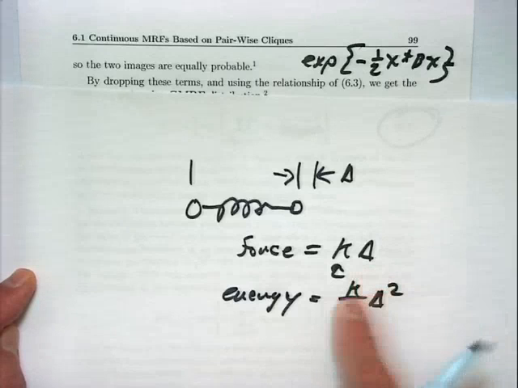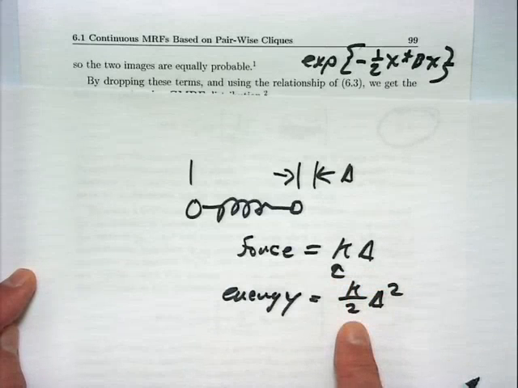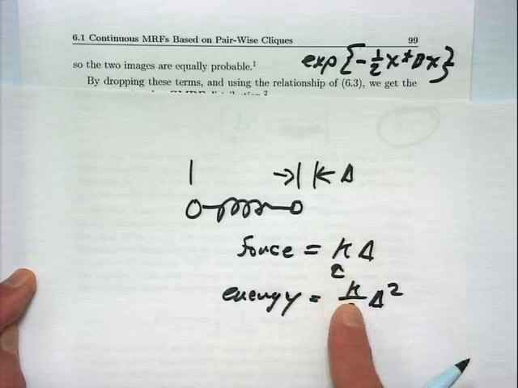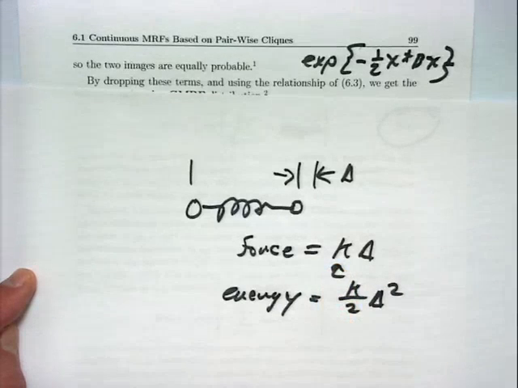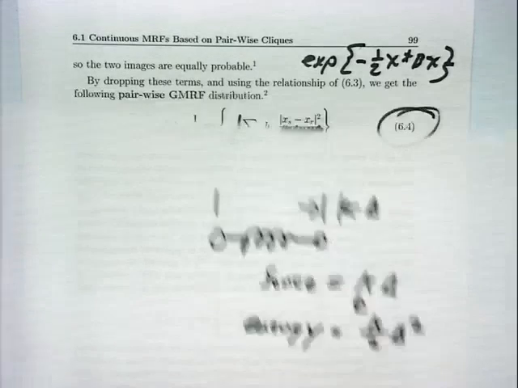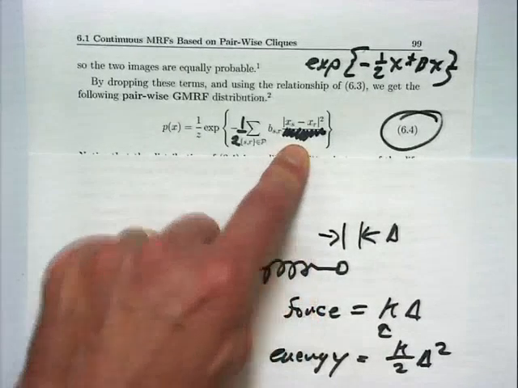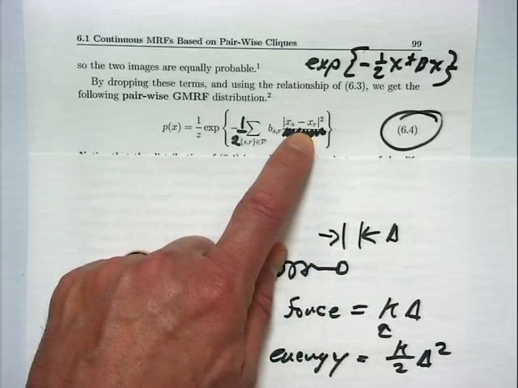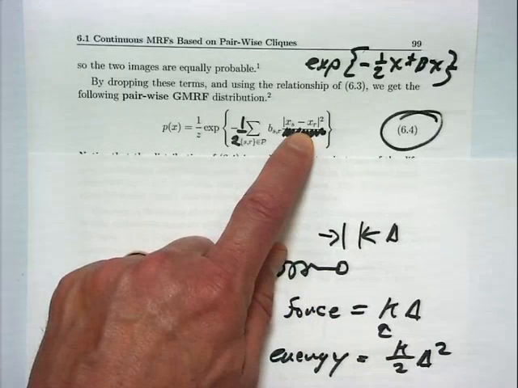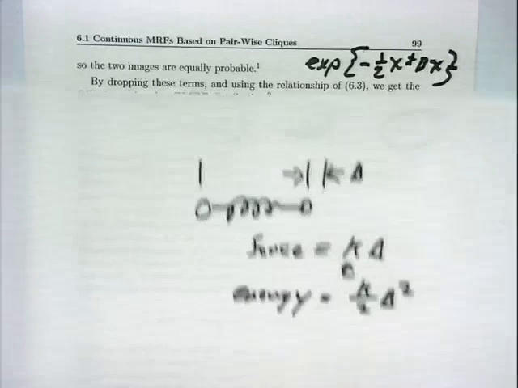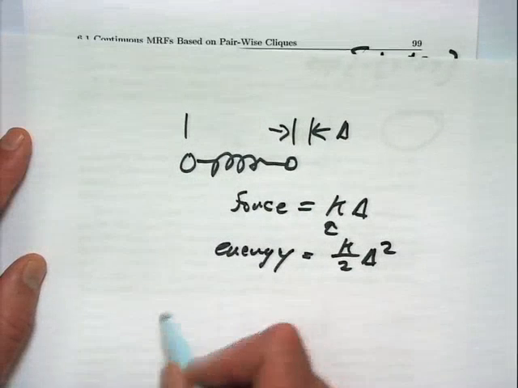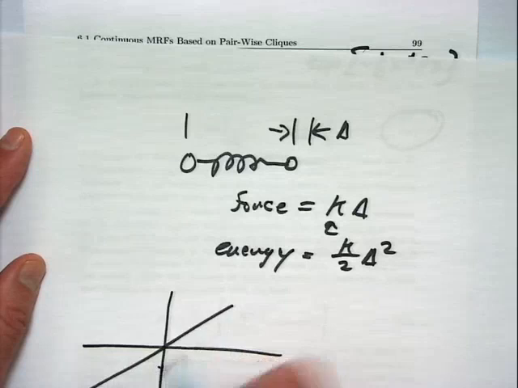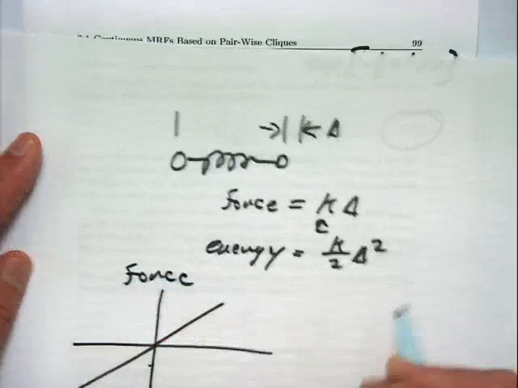So the energy is proportional to the square, and the force is proportional to the delta, and in each case there's a k. Essentially, your assumption here is that the energy is proportional to the square of the difference between the pixels. So that's the solution. What you want to do here is plot the energy. The force looks like this. This is the force, and this is the energy.